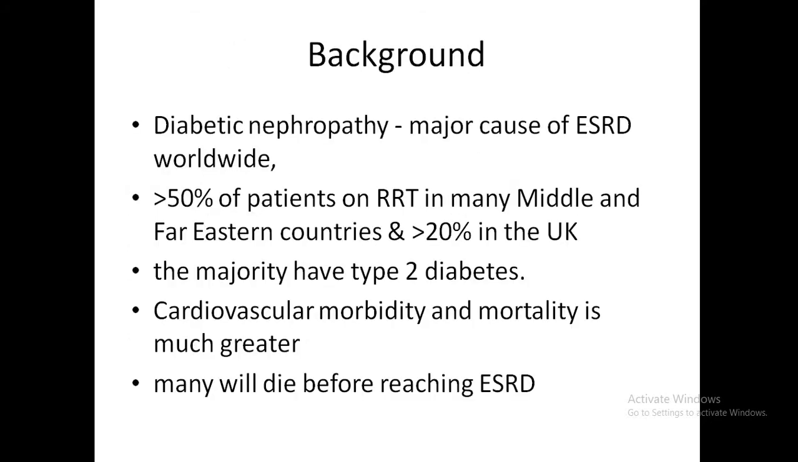So the background: it is a major cause of end-stage renal disease worldwide, with more than 50% of patients on renal replacement therapy in many mid and far eastern countries, and more than 20% in the UK also on RRT. The majority of diabetic nephropathy patients have type 2 diabetes, and cardiovascular morbidity and mortality is much greater, and many will die before reaching end-stage renal disease. Even before consideration of renal replacement therapy, many will die. So early planning is necessary in diabetic nephropathy.